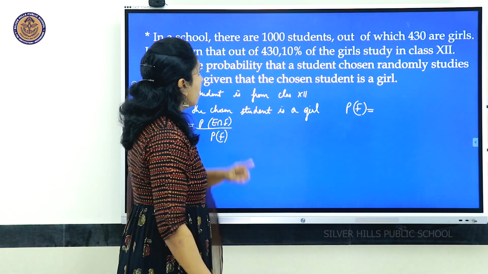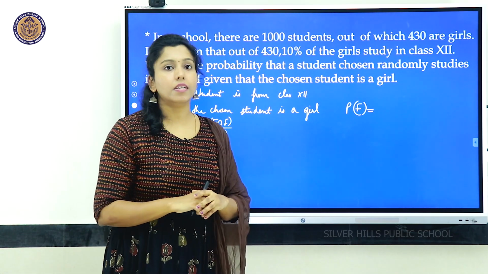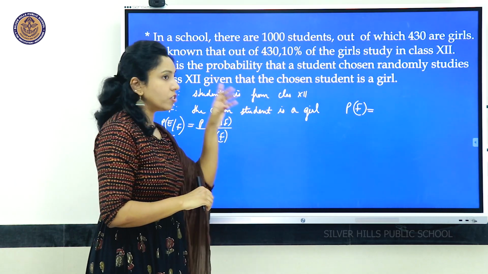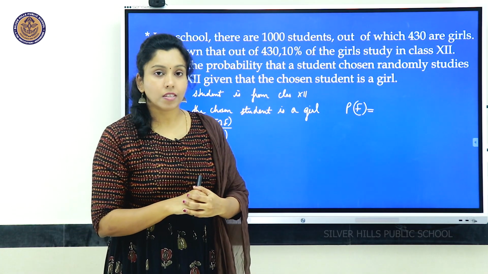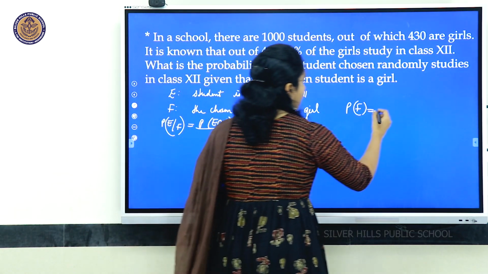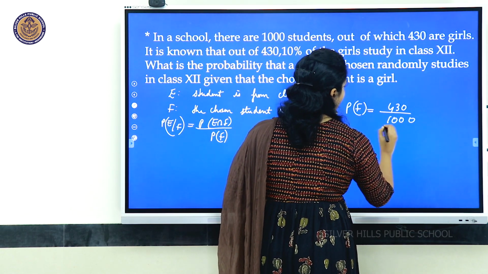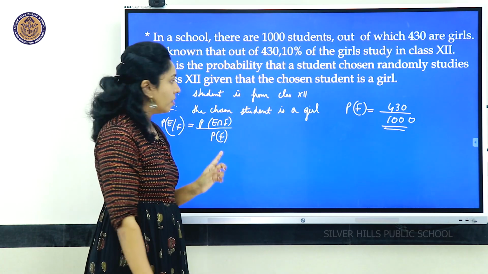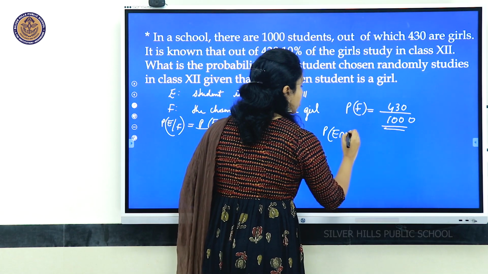In a school, there are 1000 students, out of which 430 are girls. And our event F is the chosen student is a girl. So, probability of getting a girl, what is it? 430 by the total number of outcomes. Out of 1000, 430 are girls. So, 430 by 1000. Okay, we will write that. That is probability of F.